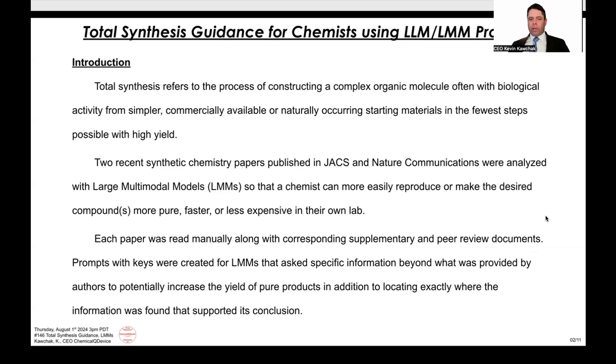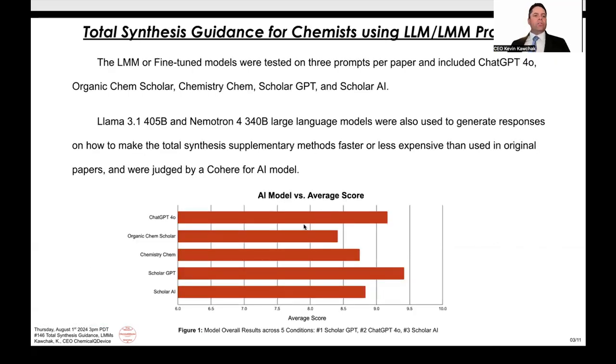Each paper was read manually, along with corresponding supplementary and peer review documents. Prompts with keys were created for LMMs that asked for specific information beyond what was provided by the authors to potentially increase the yield of products, in addition to locating exactly where the information was found that supported its conclusion. The large multimodal or fine-tuned models were tested on 3 prompts per paper and included ChatGPT 4.0, Organic Chem Scholar, Chemistry Chem, Scholar GPT, and Scholar AI.